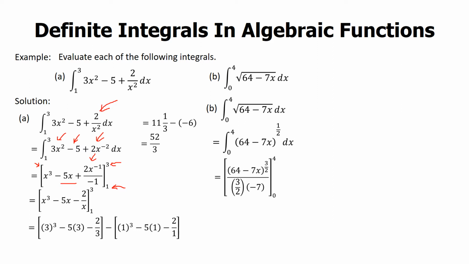Remember, we copy the bracket, we get 64 minus 7x, and then the power plus 1, half plus 1, we get 3 over 2. Then divide by the power plus 1, 3 over 2, then followed by differentiation of the bracket, differentiate 64 minus 7x, we get negative 7. We put the answer at the bottom, negative 7. Okay, and the limit from 0 to 4.